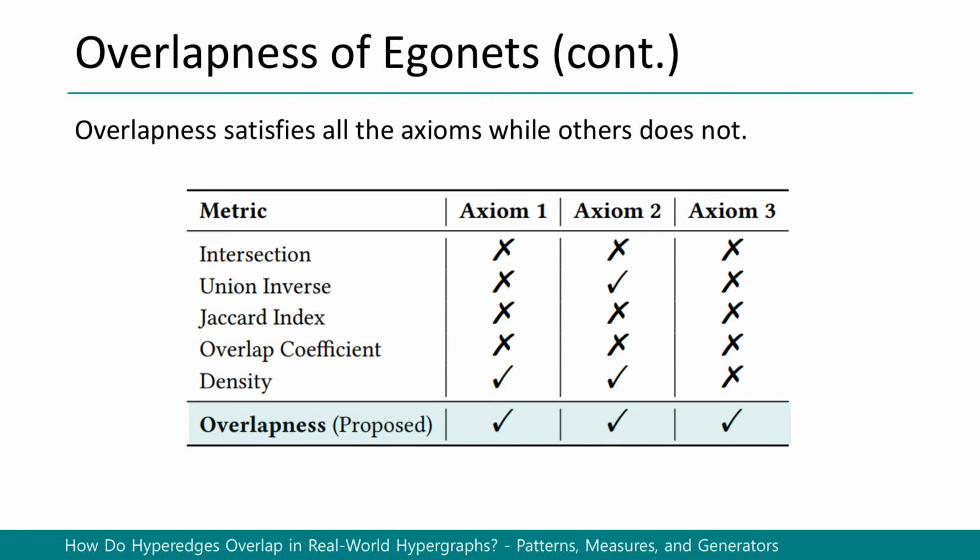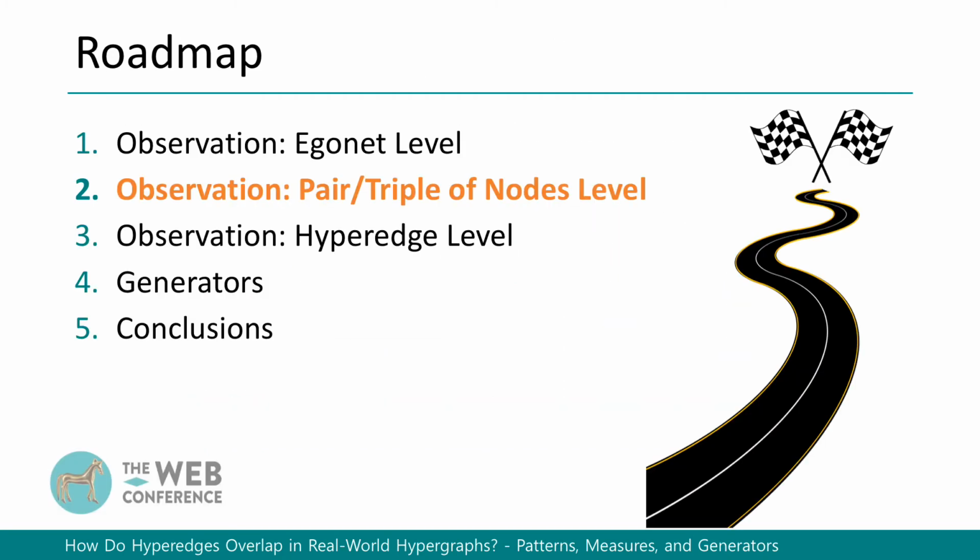The proposed measure, overlapness, satisfies all the axioms while others do not, including density. Now let's move on to our second level of observation.